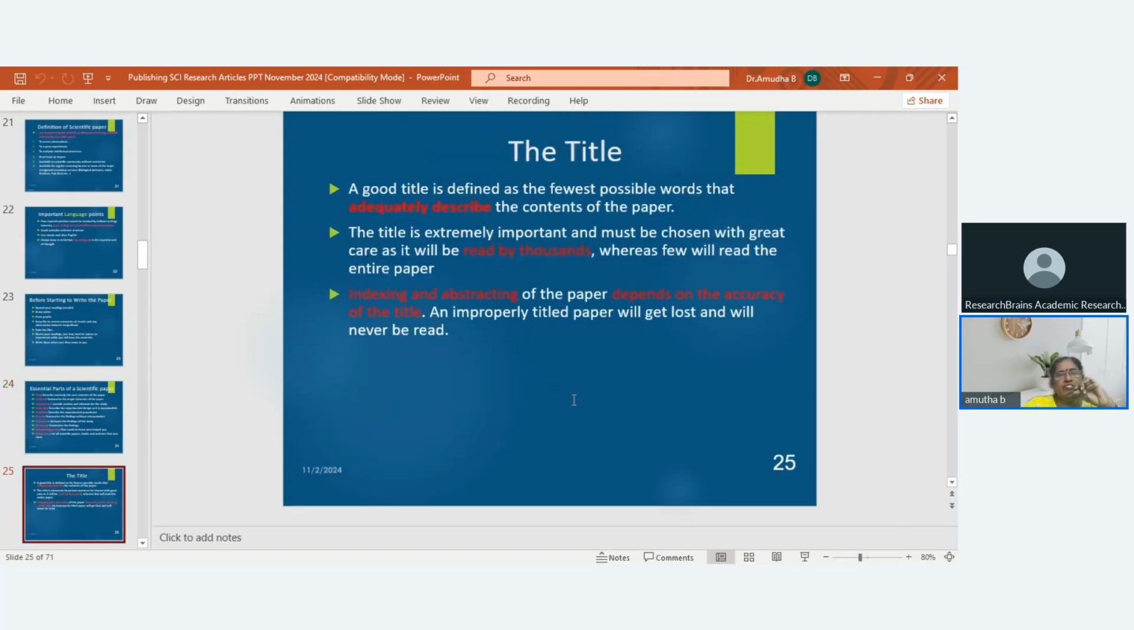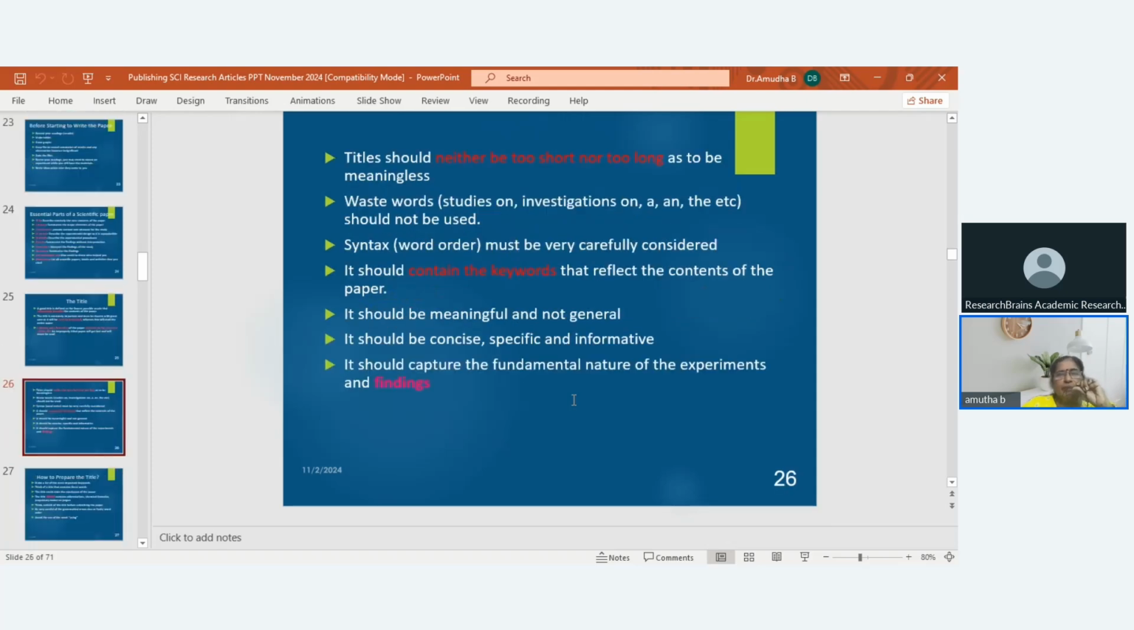What is the title? A title must be catchy and attractive. The title must be very attractive. So indexing and abstracting of the paper depends upon the accuracy of the title. What's the meaning of that? The title must be catchy and attractive. From the title itself, we must be attracted towards the paper, so that it will make people get interested in reading that particular paper.